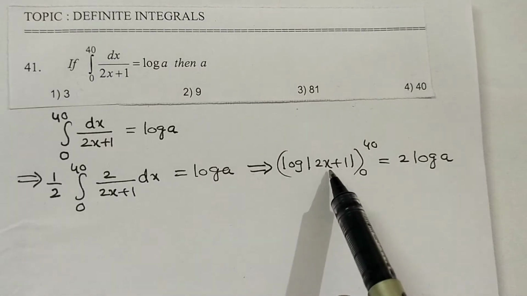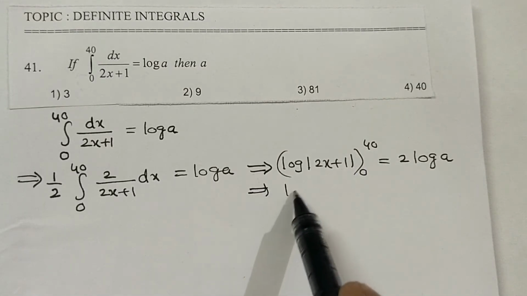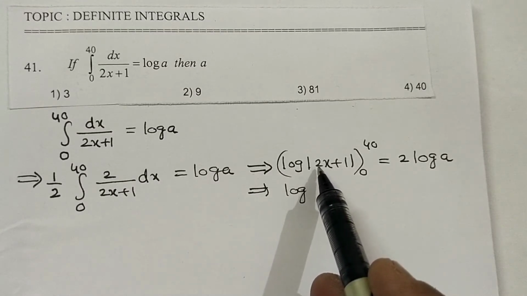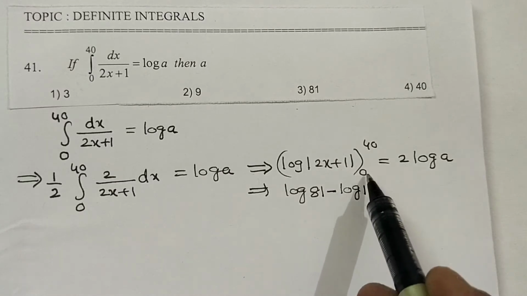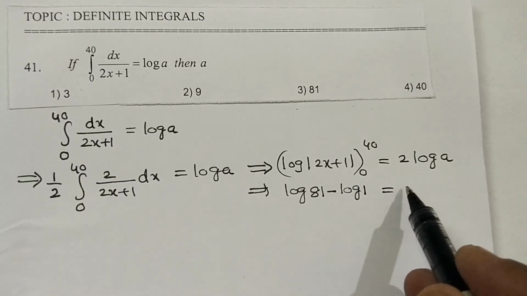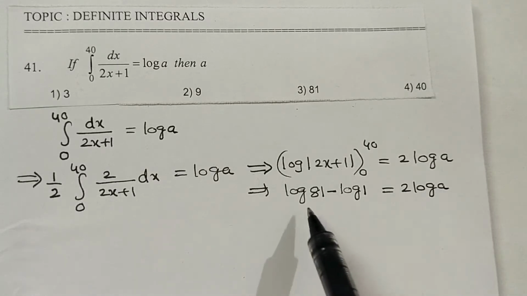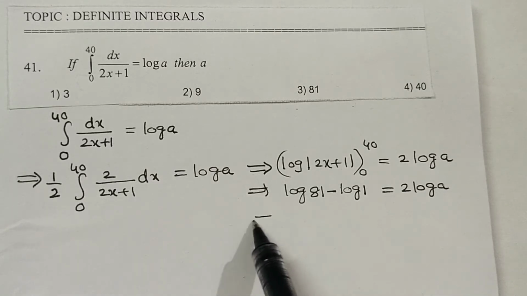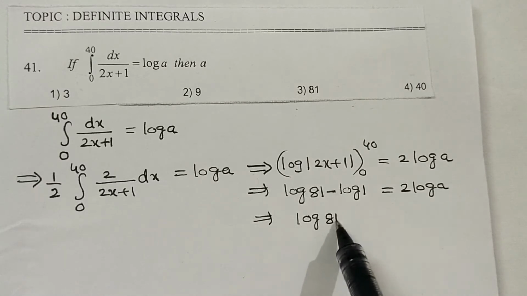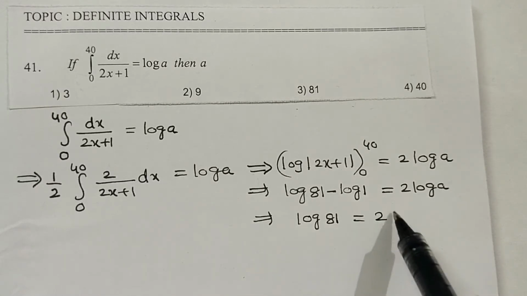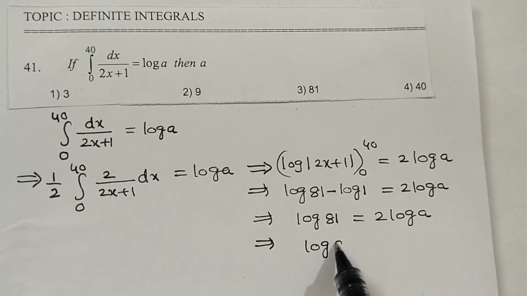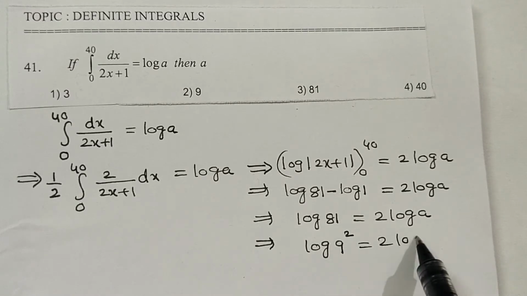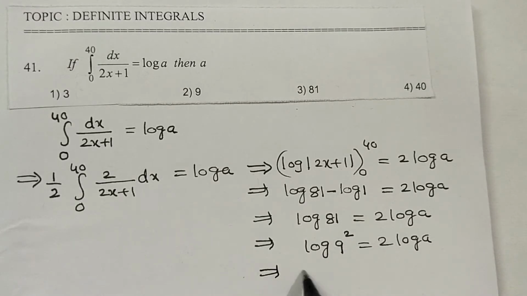So in place of x, upper limit 40, if we substitute, log 81 directly, 2 into 40 is 80 plus 1, 81, minus log 1 will come, x is equal to 0, log 1, which is equal to 2 log a. So log a minus log b is log a by b, so it becomes log 81 by 1, 81, which is equal to 2 log a. That also implies 81 can be written as log 9 square, which is equal to 2 log a. Log 9 square can be written as 2 log 9, which is equal to 2 log a.